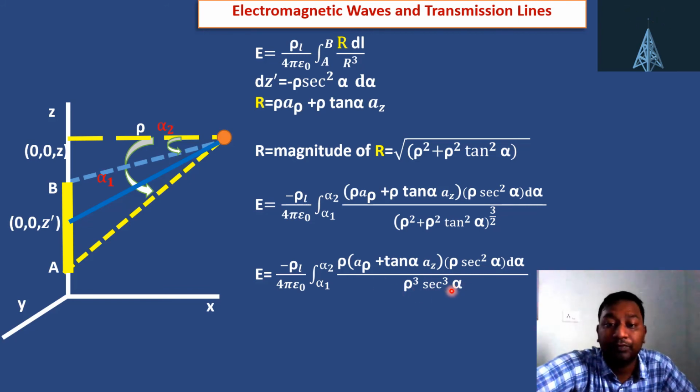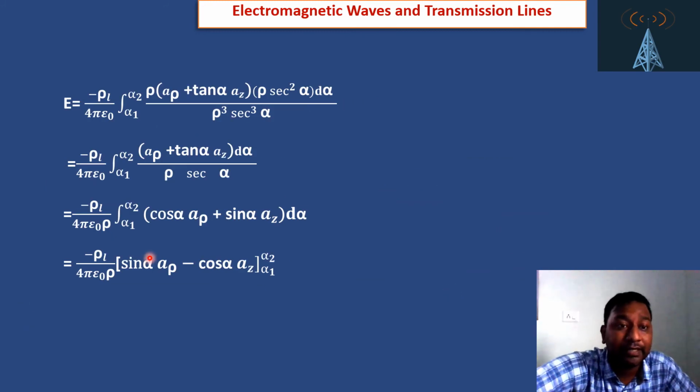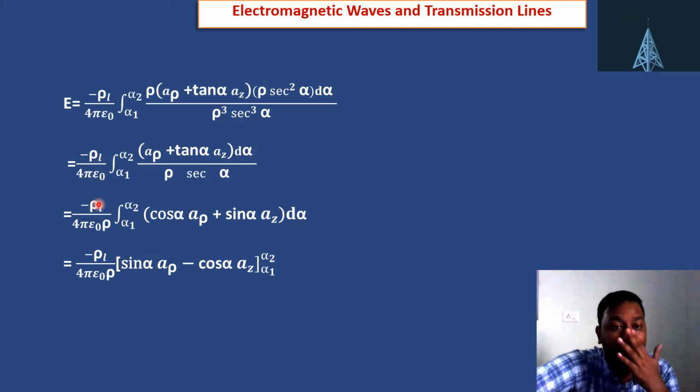Okay. So we can represent E equal to −ρL divided by 4πε₀, integral from α1 to α2 of (aρ + tan α az) ρ sec²α dα divided by ρ³ sec³α. So we can cancel ρ², and we get (aρ + tan α az) dα over ρ sec α, with −ρL divided by 4πε₀. This part is the common constant, so we keep ρ outside, the distance from this axis. Now α1 to α2.